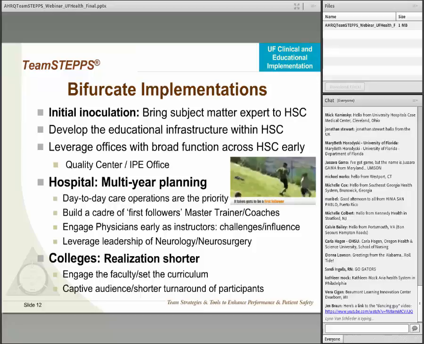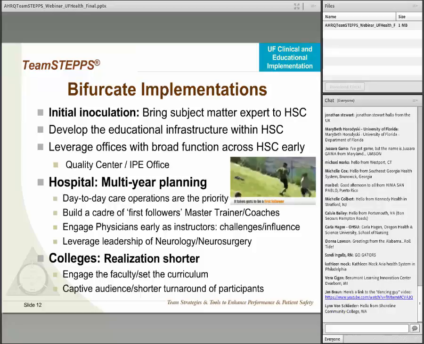Operationalizing this, likewise, Dr. Blue and I both come from offices within these worlds that have very broad function. I'm in the Health Science Center, the Quality Center here. So we get great entrance into a lot of venues. We cross the entire Health Science Center. We report to the Chief Quality Officer, who the colleges and likewise the hospital report into. Dr. Blue is in the Office of Interprofessional Education, and she'll give us some more detail. Obviously, she has connection with all of the academic programs in the Health Science Center, so that's been a win-win for the two of us.